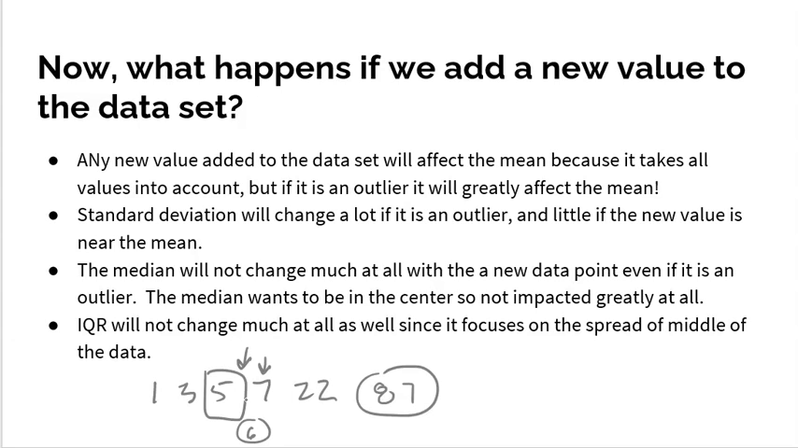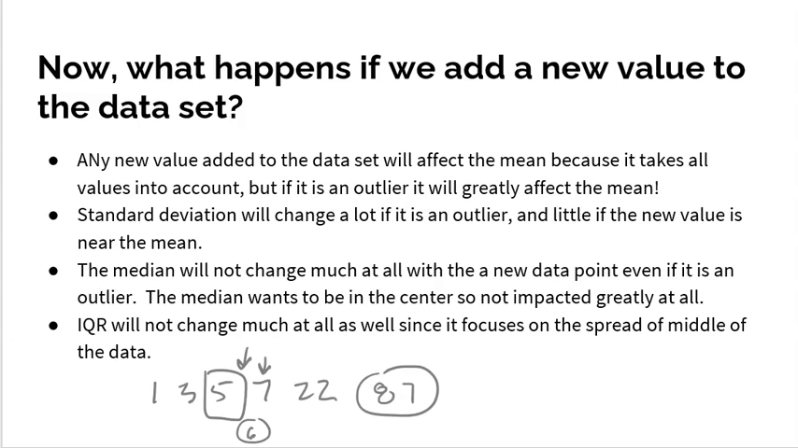So the idea is if you add values into your data, you just have to know how they affect your data. When you add an outlier, it's going to affect the mean. It's going to affect your standard deviation. The middle of the data, median and IQR, might change a teeny bit, but not dramatically much at all.